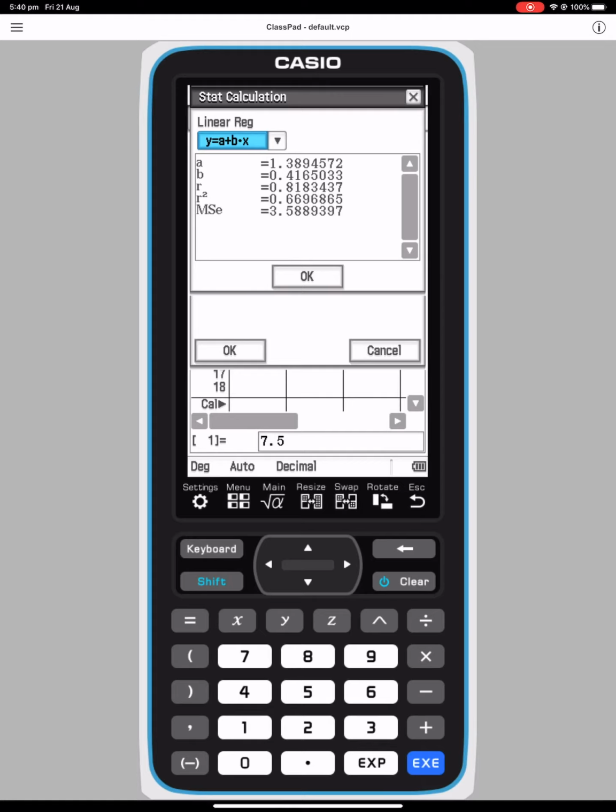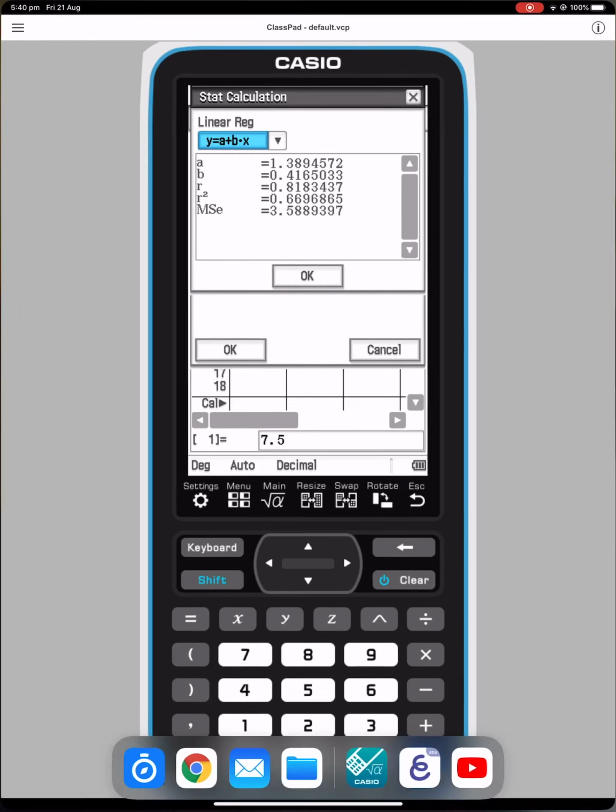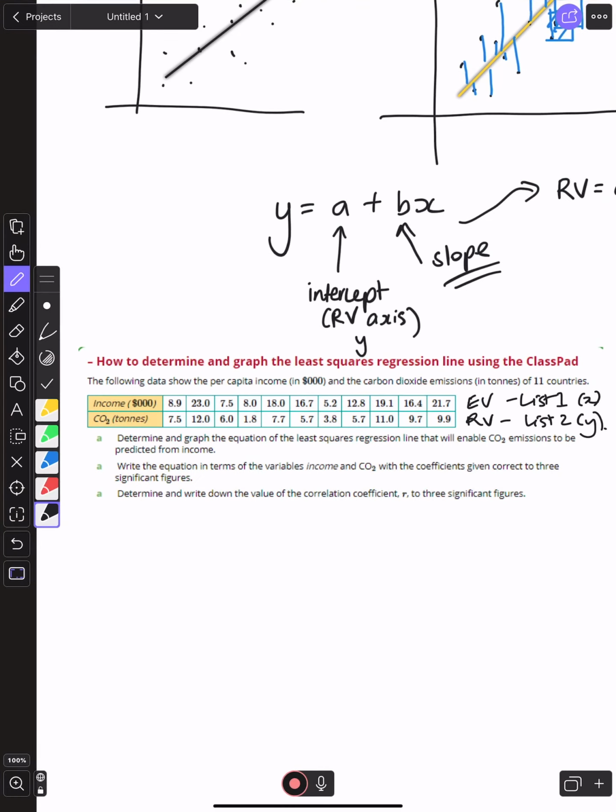So A there, we'll say 2 decimal places. So 1.39 is A, B is 0.42, and I'm going to note down the R because I think that we need that later on. So that's 0.82. All right, so let's go back to the question so I can write down some stuff.